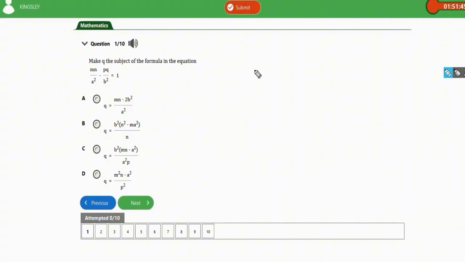Now guys, change of subject formula is one of the easiest topics in mathematics. So you should be able to attempt questions you will see in your JAMB Maths under change of subject formula. So let's solve this question. Well, we have mn over a square, minus pq, this is q, over b square equals 1.